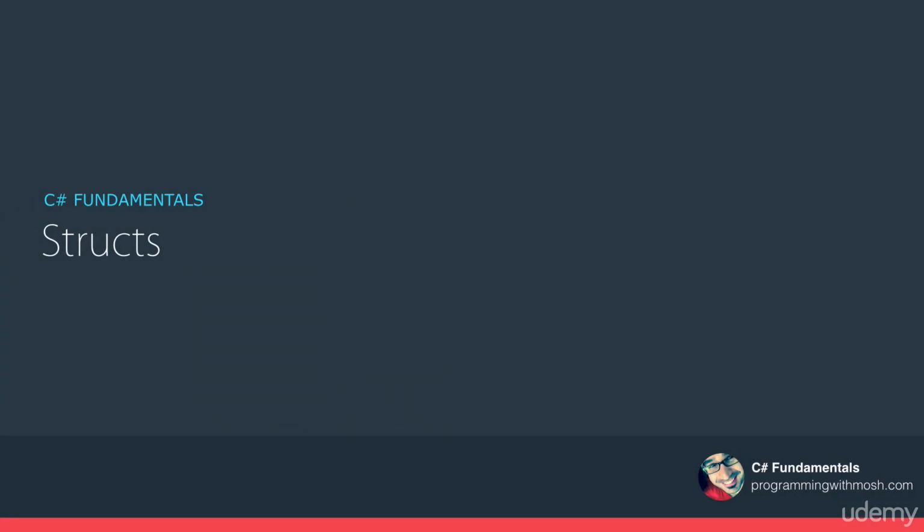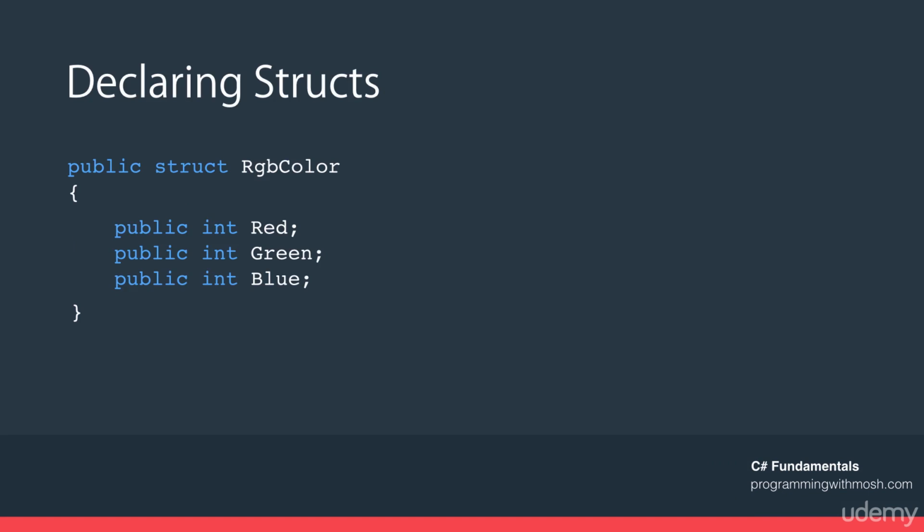In C#, we also have another type similar to classes, which is called structure or struct. So in terms of syntax, it's very similar to a class. The only difference is instead of using the class keyword, we use the struct keyword. So similar to classes, structures combine related fields and methods together. But what is the difference?